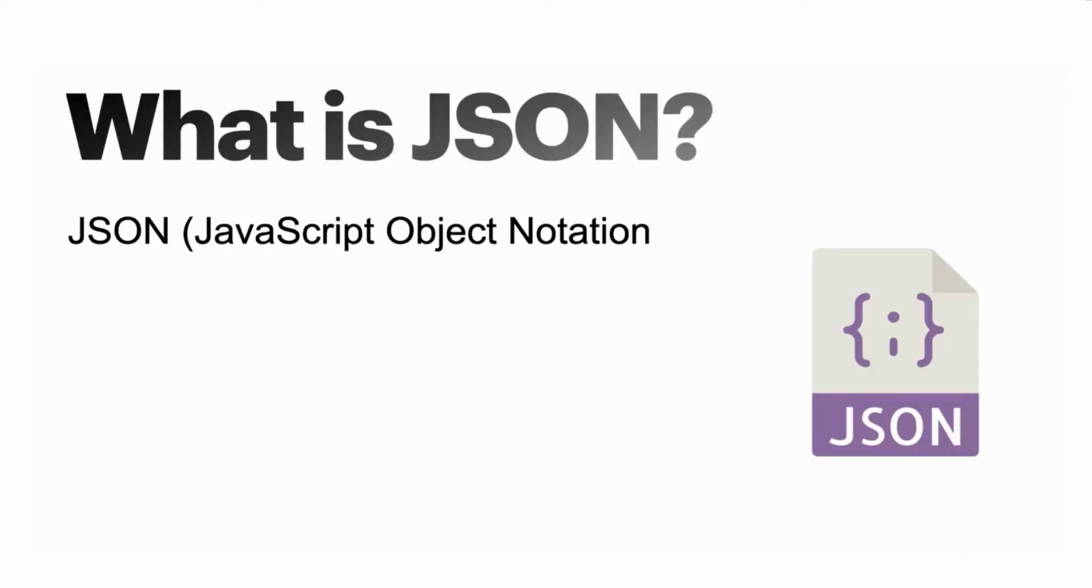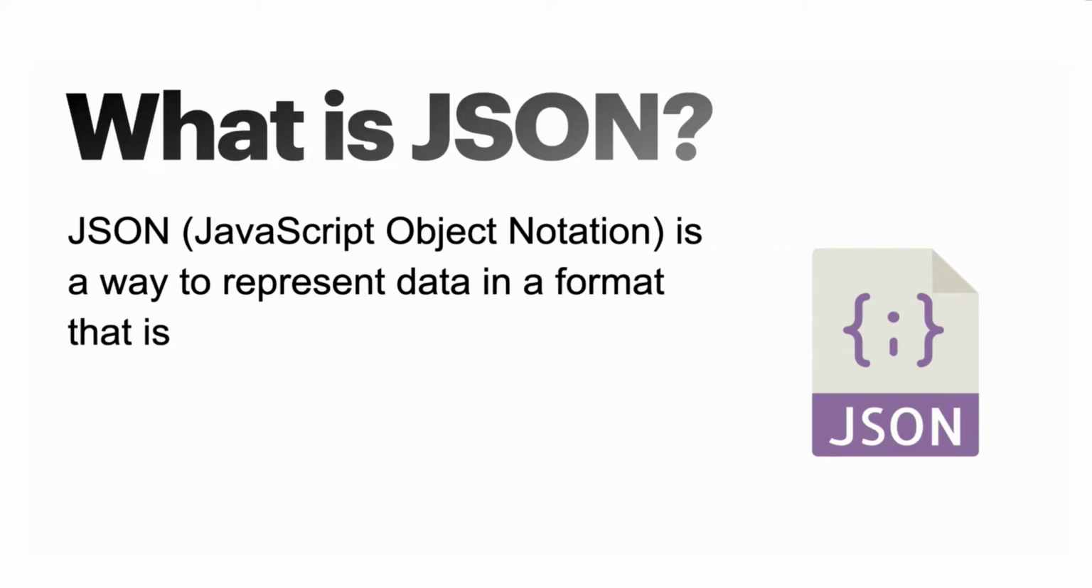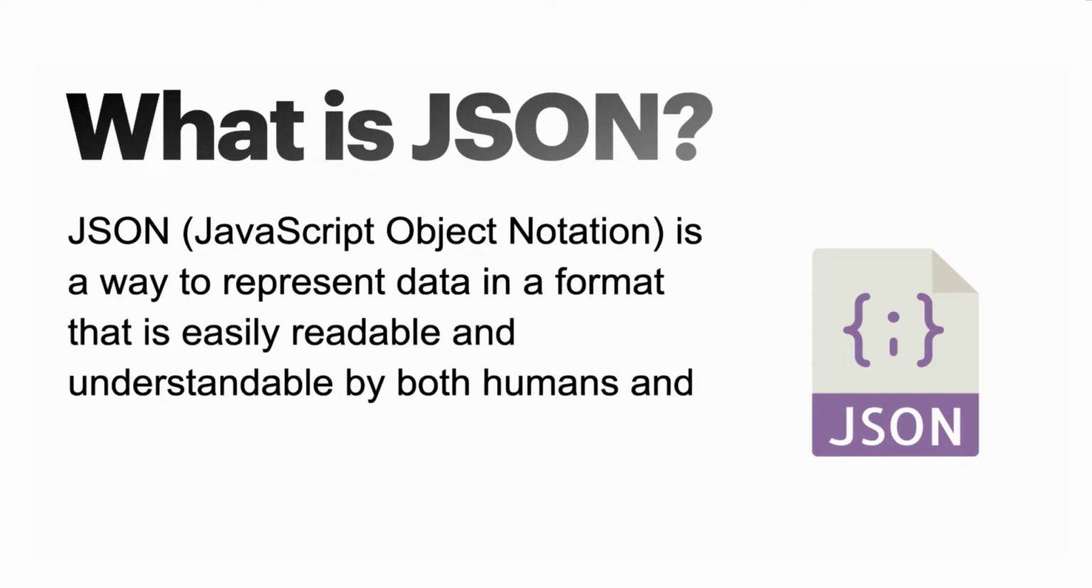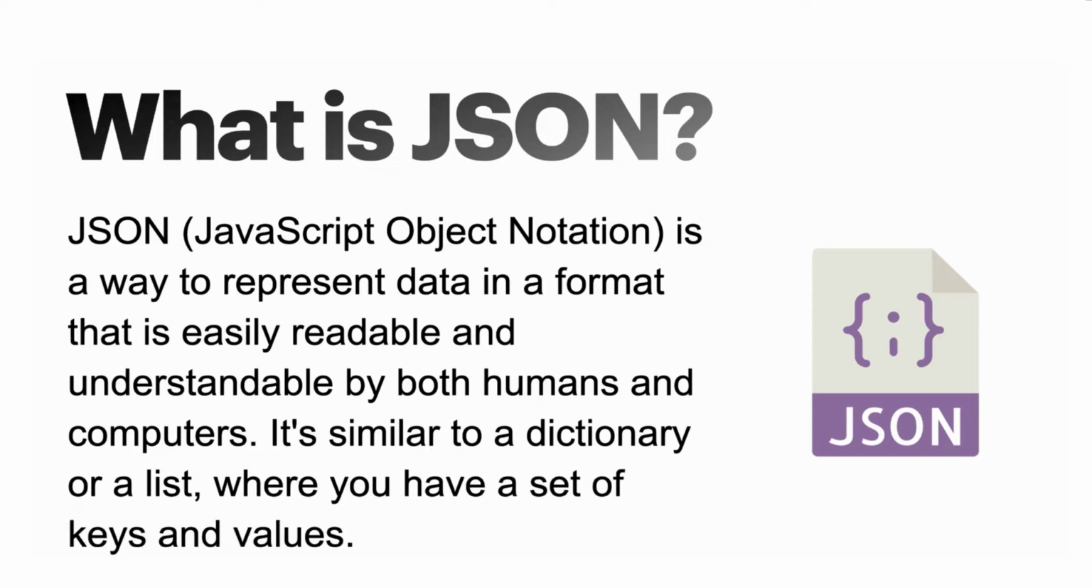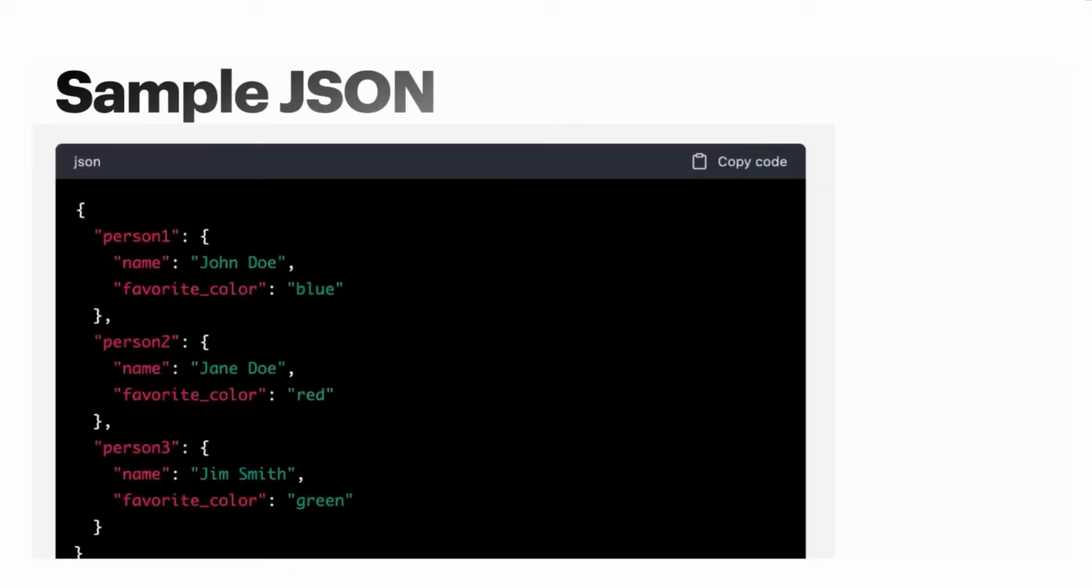JSON stands for JavaScript Object Notation, which is a way to represent data in a format that is easily readable and understandable by both humans and computers. It's similar to a dictionary or a list, where you have a set of keys and values. Imagine you have a collection of people's names and their favorite colors. In JSON format, it will look something like this.